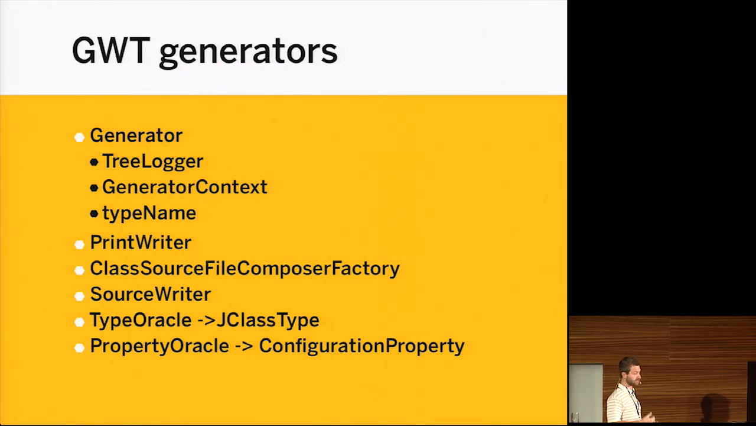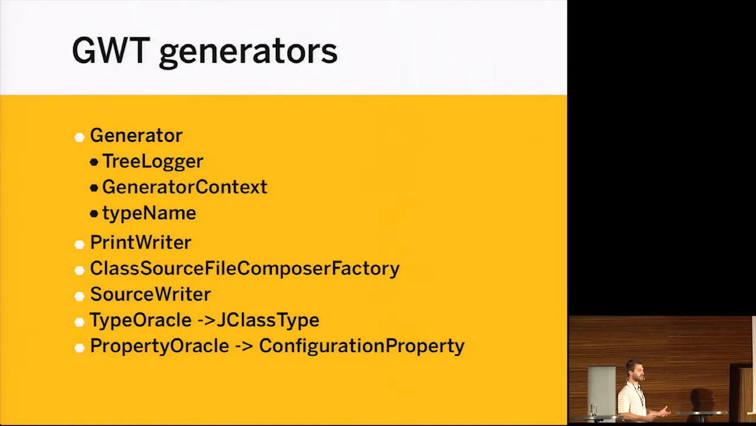Another thing that is important is the print writer itself, which is needed to print your class. You have to initialize each and every class that you're writing with the class source file composer factory. The source writer will help you write the code inside of that class. And if you have properties in your GWT.xml, you can reach them with the property oracle. The class source file composer factory and the source writer let you write code with strings, basically.